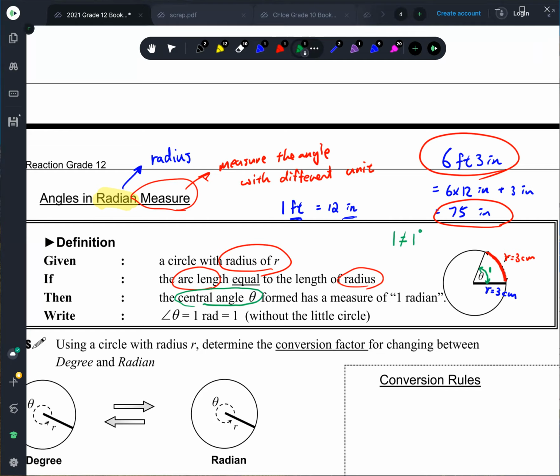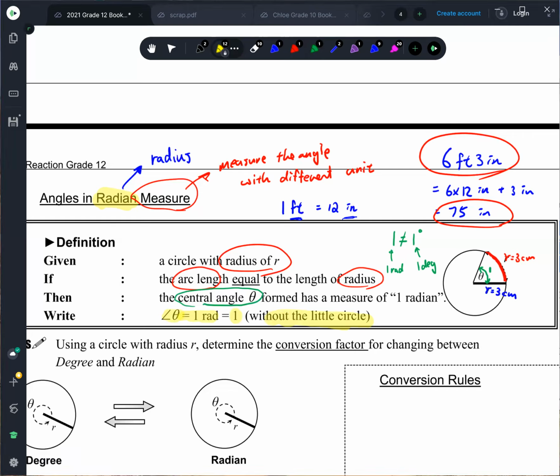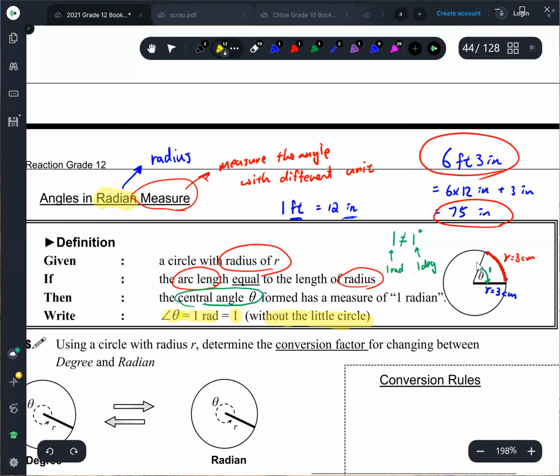Okay, on the left side, this is called 1 radian. This is 1 radian. This side is 1 degree. Okay, they're different. So the way you can see, I already put it here, the angle theta equals 1 radian. Or you can just write 1, okay, without the little circle. Any questions so far? Okay, can you raise your hand once you got everything down here?